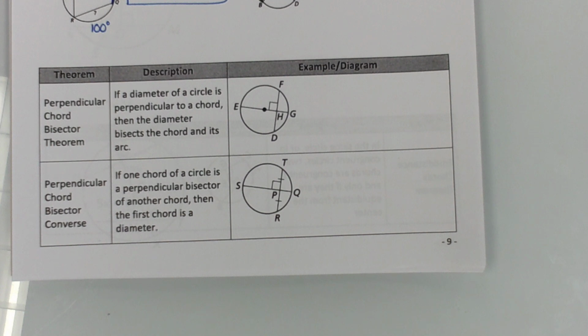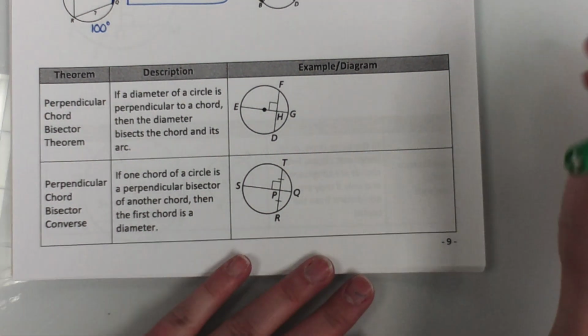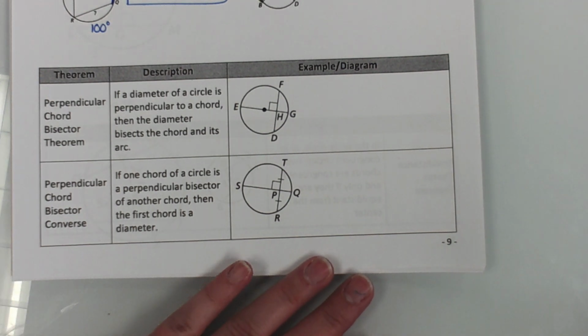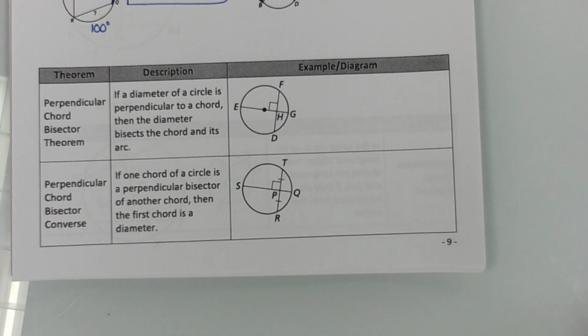If a diameter of a circle is perpendicular to a chord, hey, FD is a chord, then the diameter bisects the chord and its arc. What does bisect mean? It goes through it and it makes two congruent halves. Makes two congruent parts. So, it cuts it in half. You got the right idea.